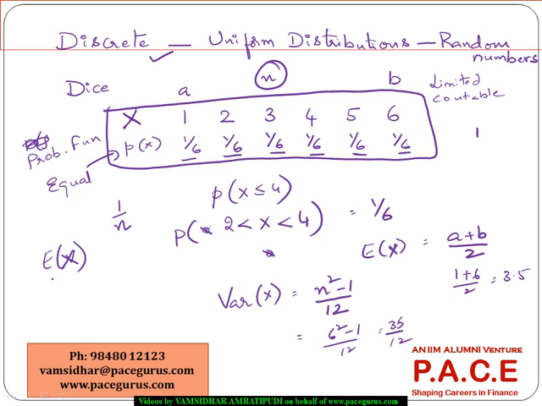Similarly with the variance, and once I know the variance, I can very well go ahead with the standard deviation. So these are some of the important things that are associated with the discrete uniform distribution.